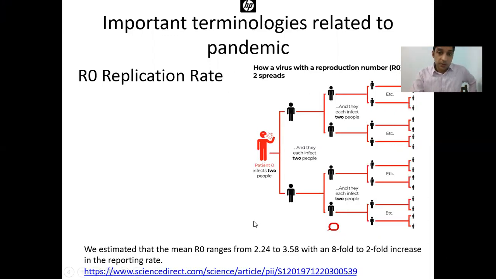But in the case of coronavirus, COVID-19, the R0 was calculated by these people. The information is present in this article. So there are a lot of things you need to go and browse and see in the articles.